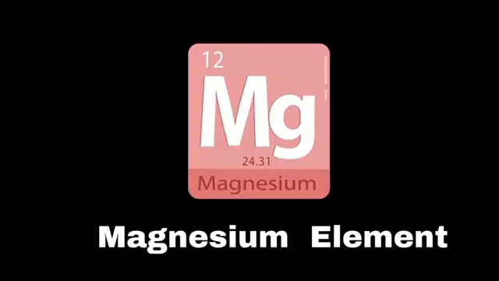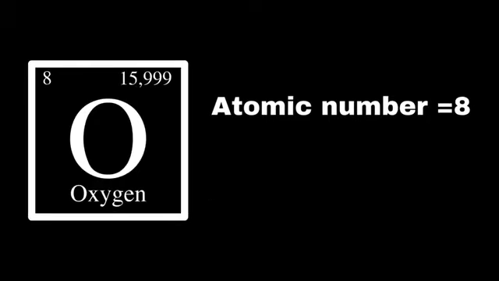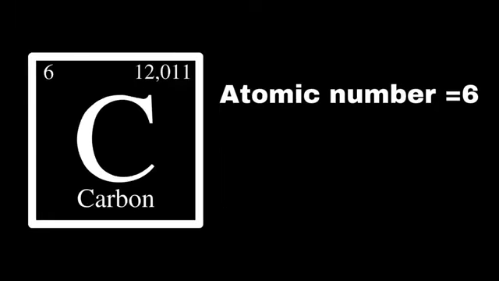You should not mix atoms with elements. Actually, elements are pure substances made up of only one type of atom. Each element is defined by the number of protons in its atoms, which is unique to that element. For example, hydrogen has just one proton, oxygen has 8 protons, and carbon has 6 protons.